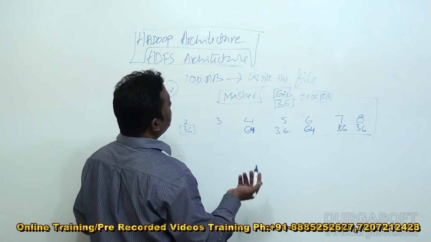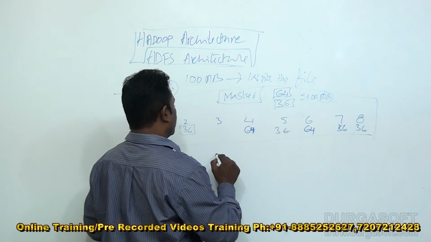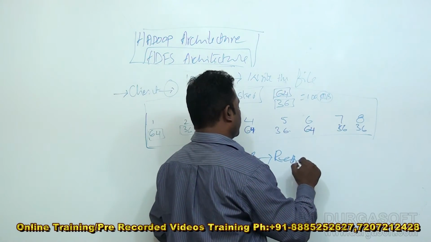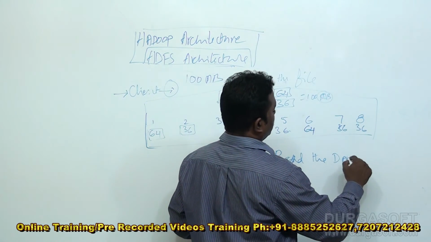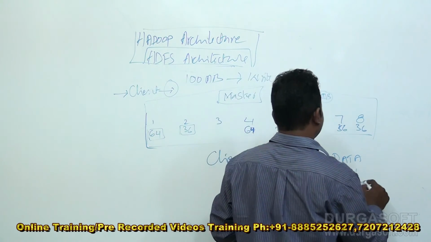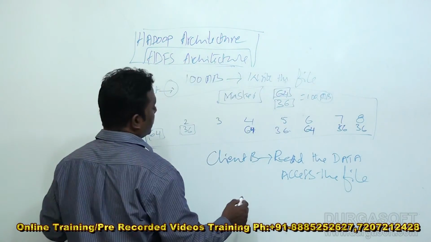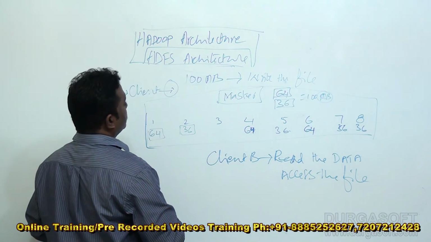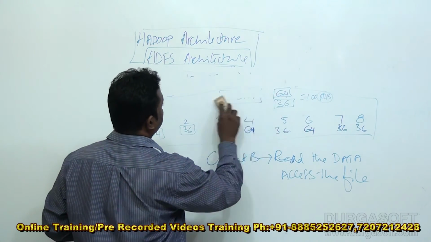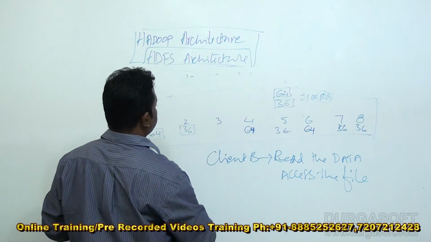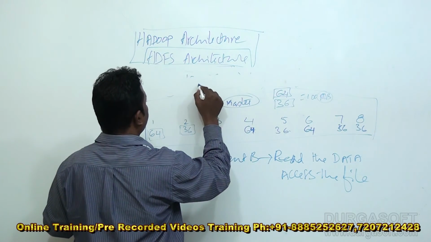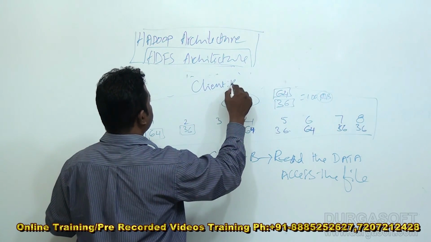So next is when you read the data. Now I have one more client, B, who wants to read the data, or access the data. I wanted to access the file. Now here, yes, this is the master node, of course, and my client B is here.